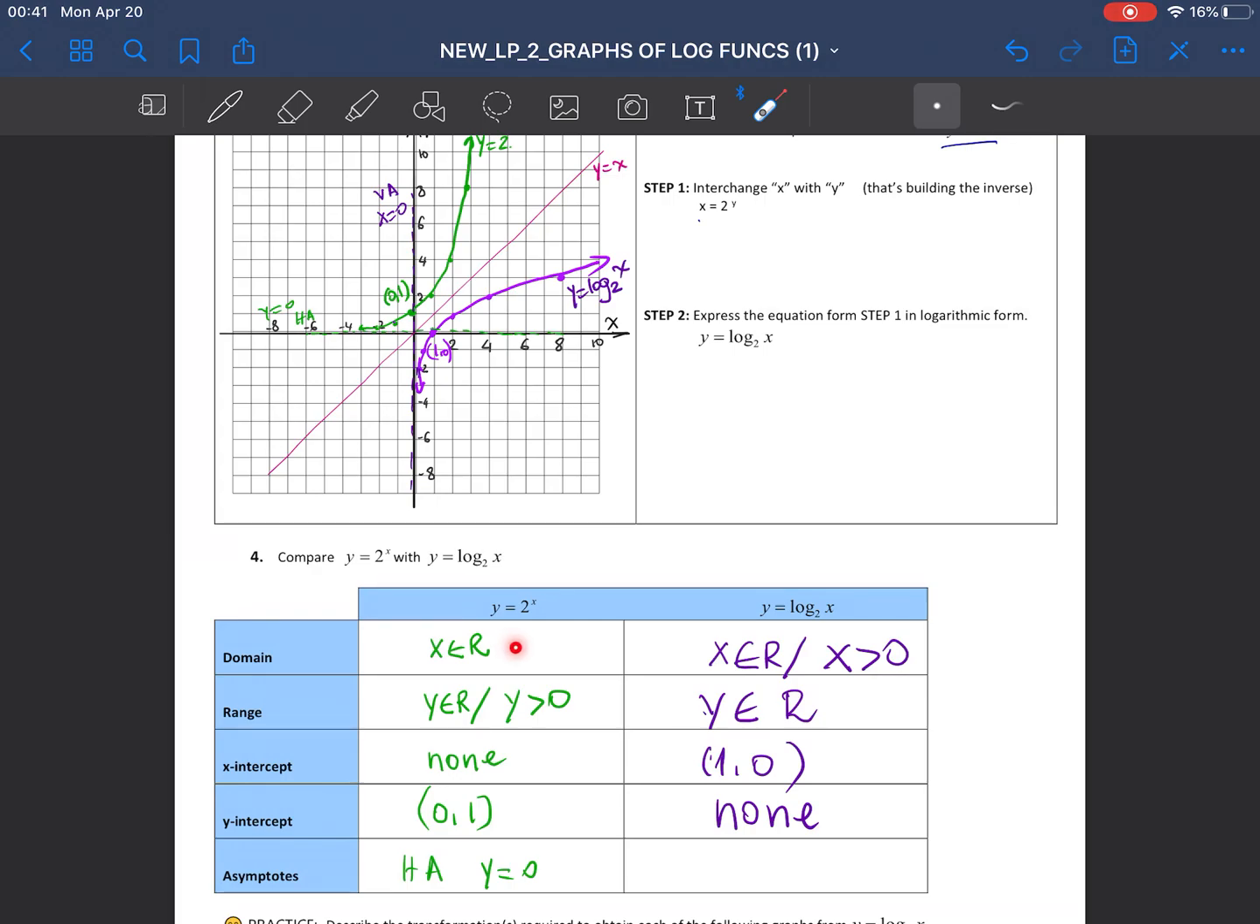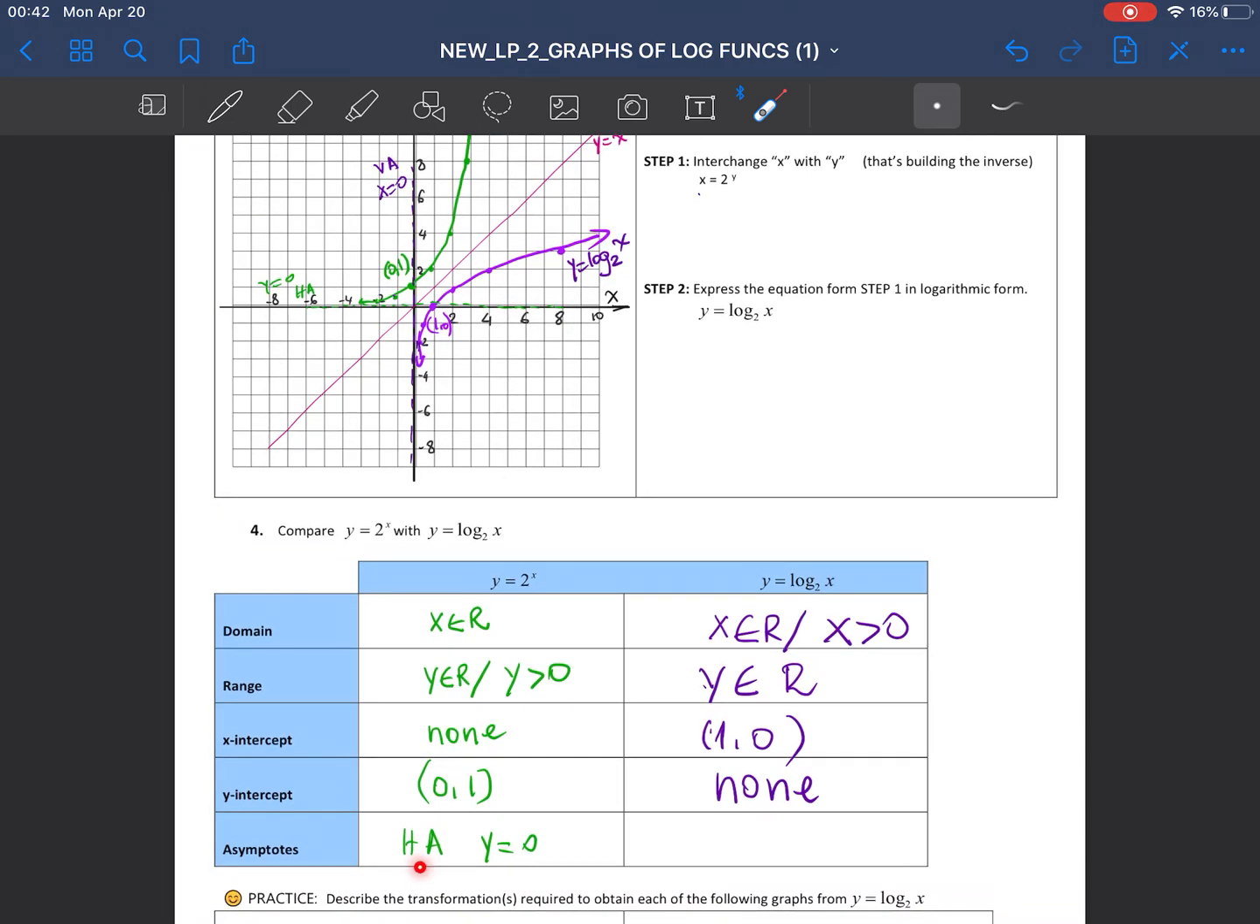You see how the domain of the exponential has become the range of the log function. And the range of the exponential has become the domain of the log function. Now, the exponential has no x-intercept but has a y-intercept; the log has an x-intercept but no y-intercept. And for the asymptote, the horizontal asymptote of y equals 0 in the exponential becomes a vertical asymptote of x equals 0.